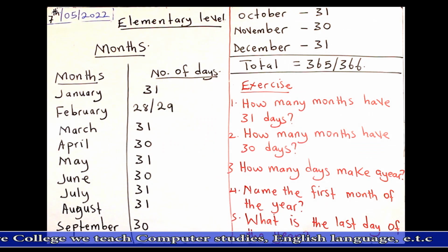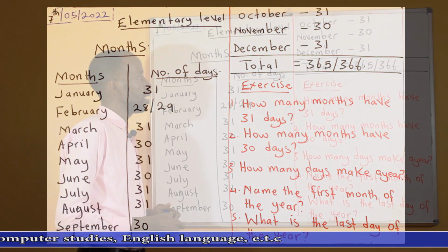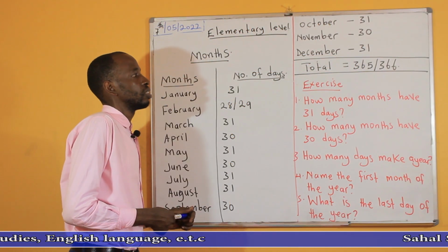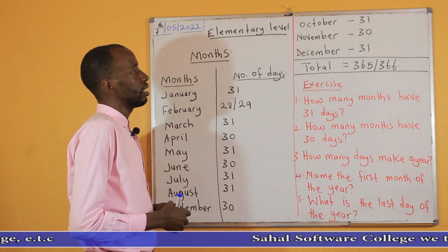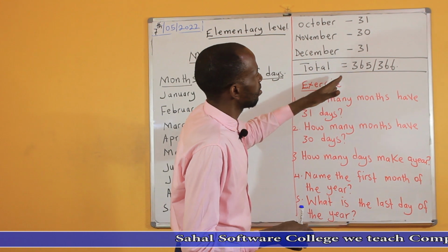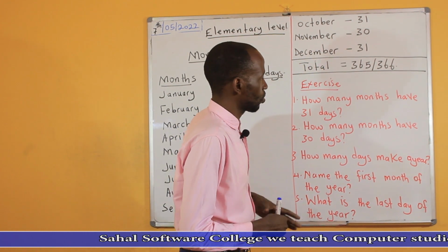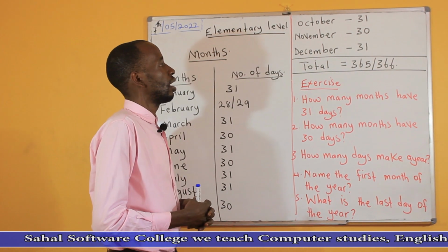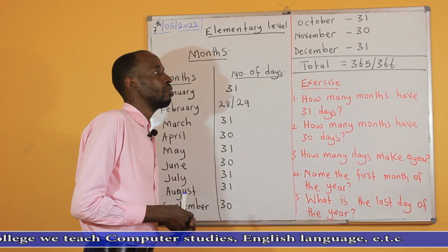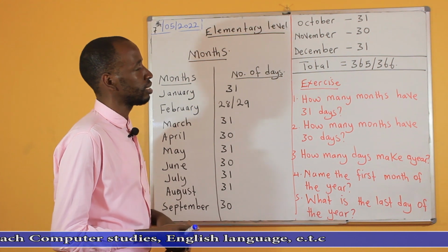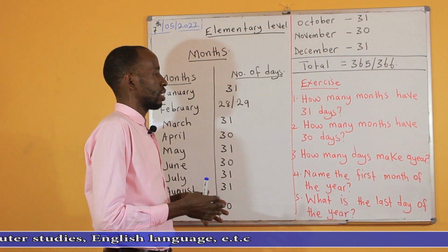How many days make a year? So you can say, how many days make a year? So you see here we have 365 and 366. So you can choose one. So you can say there are 365 or 366 days that make a year.